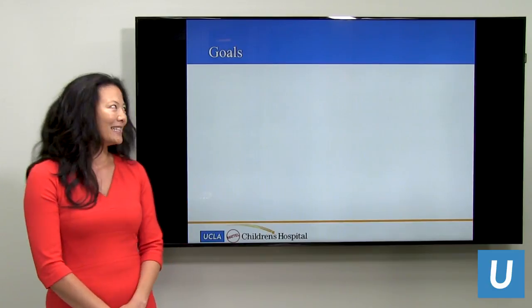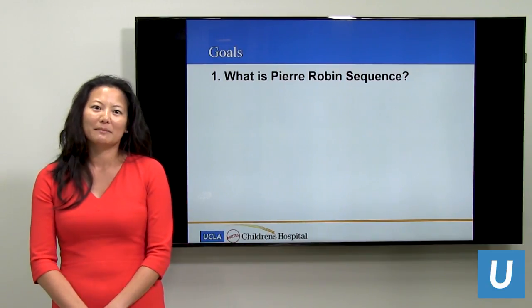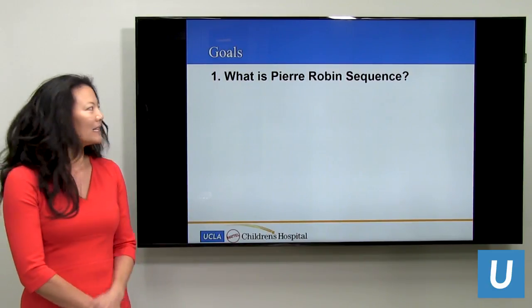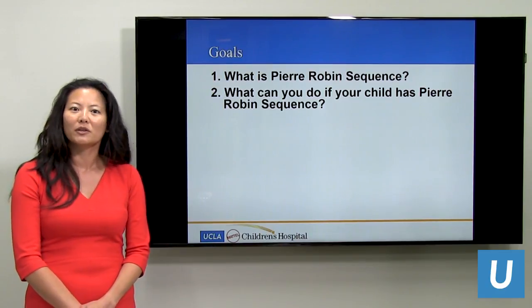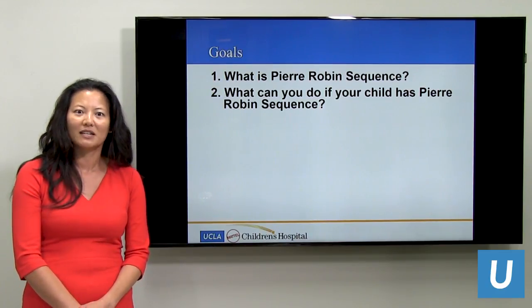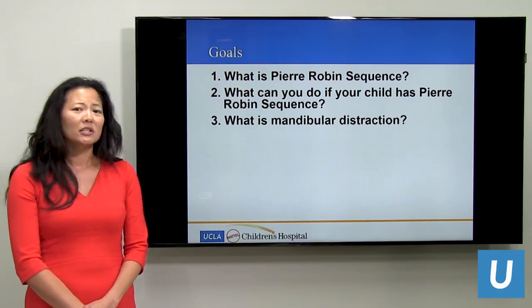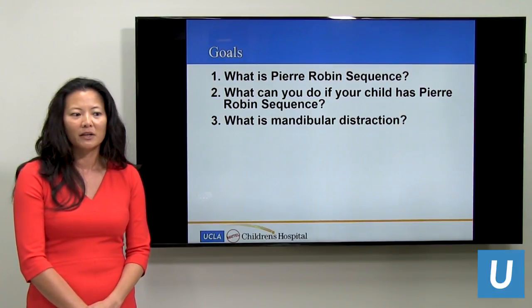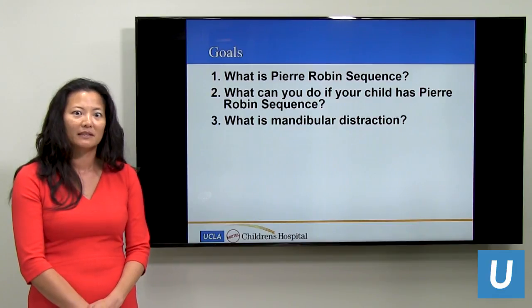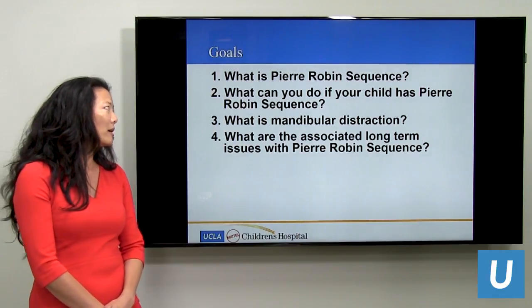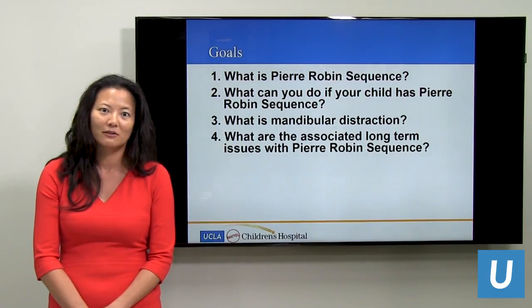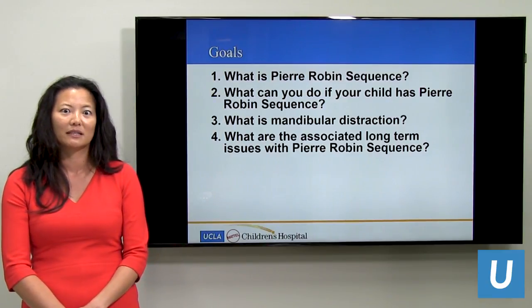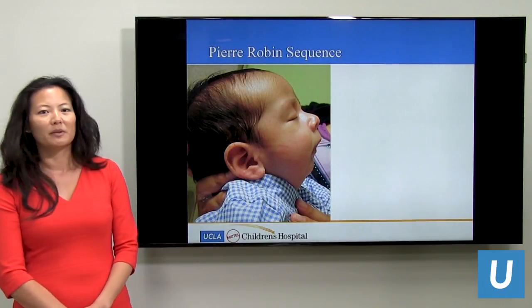So let's get started. The goals of this talk are to define what Pierre-Robin sequence is, to talk about what you can do for your child if he or she has Pierre-Robin sequence, to talk about what internal mandibular distraction is, which is one of the primary treatments for Pierre-Robin sequence, and also to talk about the associated long-term consequences of having Pierre-Robin sequence.